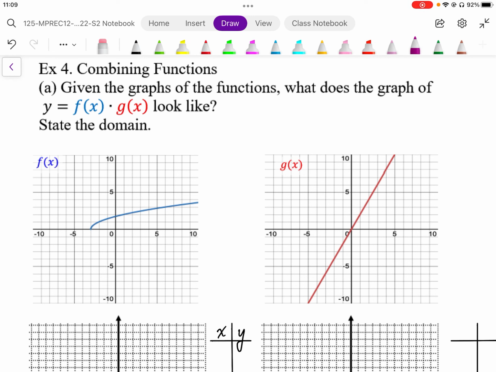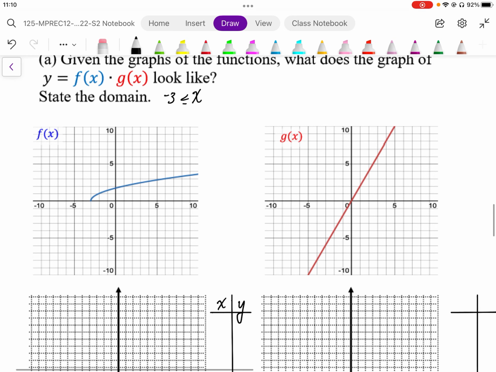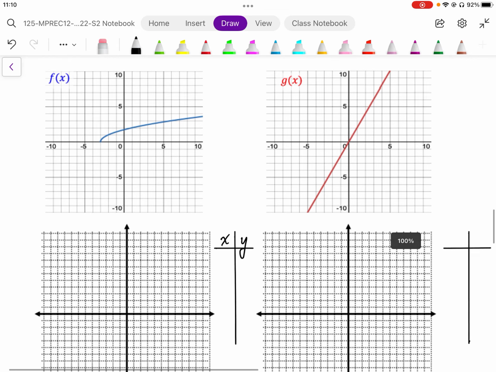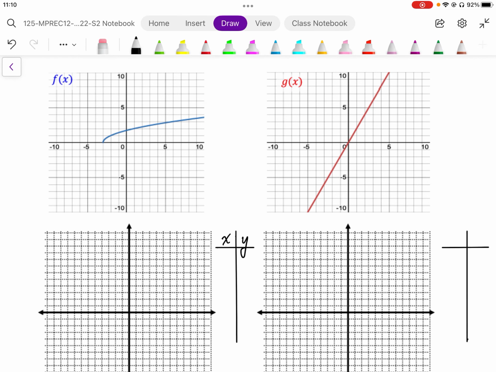In this case, we have our f of x function. It's a restricted square root function starting at x equals -3, and g of x is all real numbers. So the domain of this combined function is x must be bigger than or equal to -3. When we start generating a table of values, we should start with -3, because that's our domain, the starting point on the very left-hand edge.